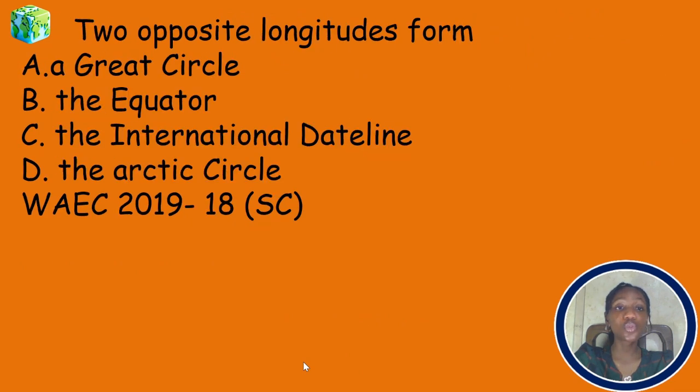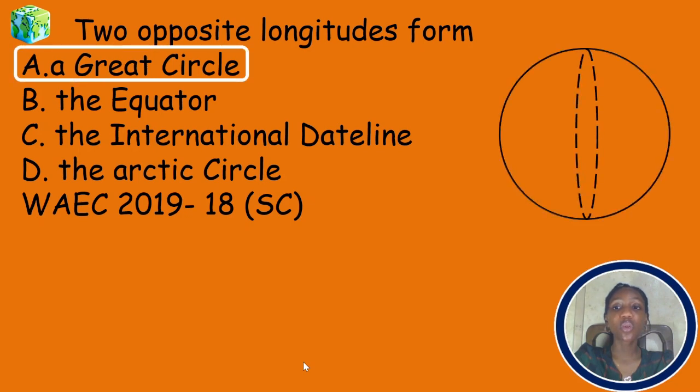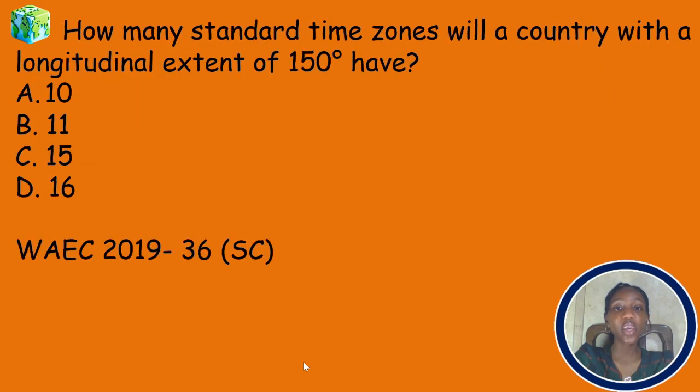Two opposite longitudes form a great circle. With all we've done so far, you should be able to answer this question. And the example I gave was longitude 0 degrees and longitude 180 degrees. How many standard time zones will a country with a longitudinal extent of 150 degrees have?